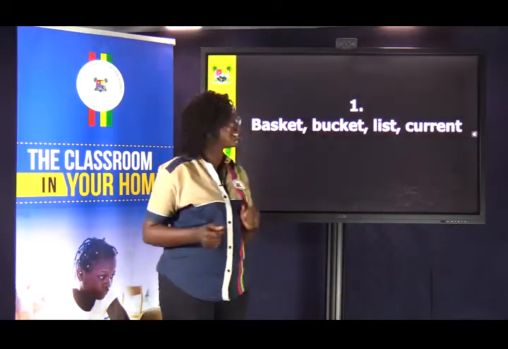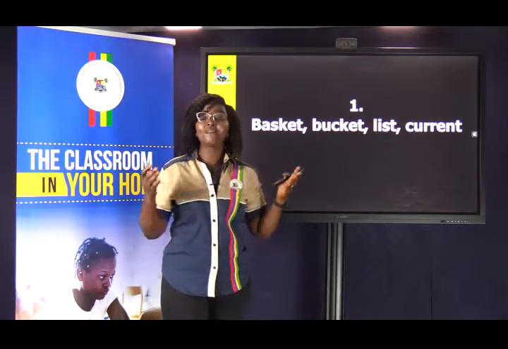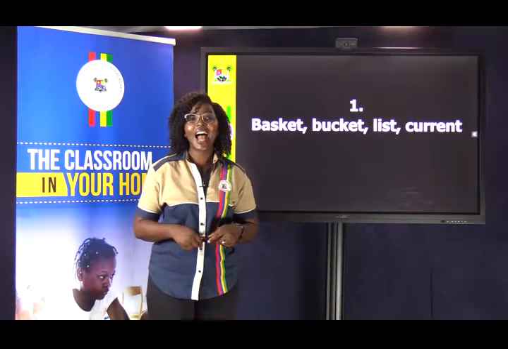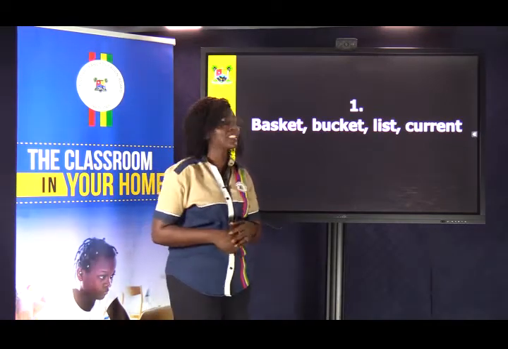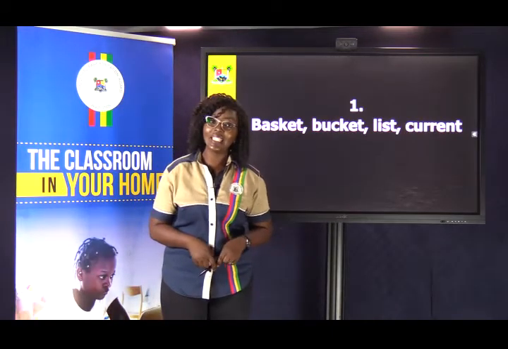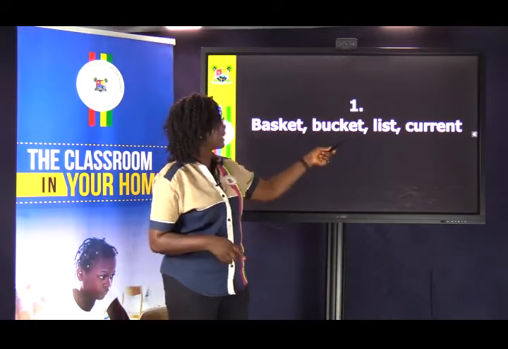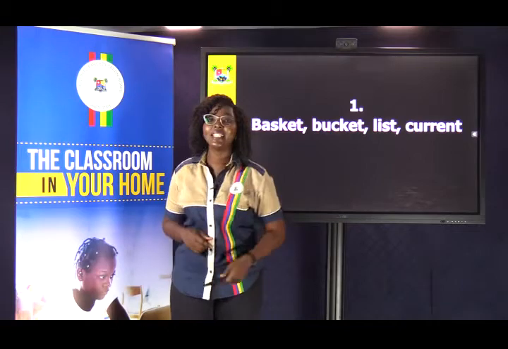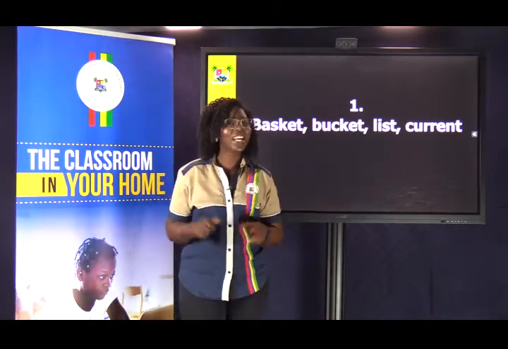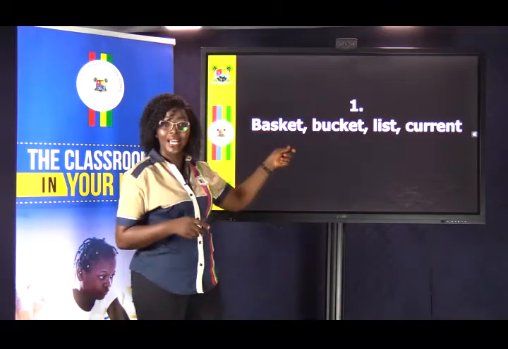Okay, let us look at these children. For the first one, we have basket, we have bucket, we have list, we have current. How are you going to arrange that? Okay, we have 2 words that start with letter B. So we have letter L and we have letter C. Of course, in our alphabet, which letter comes first? It is letter B. Now we have 2 letter B, like I said earlier.